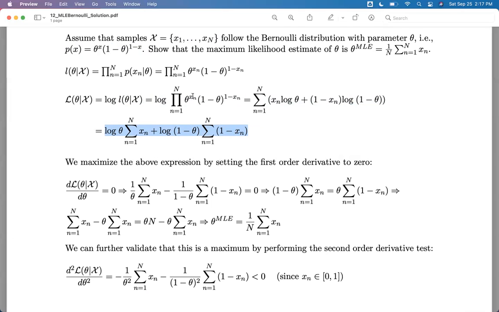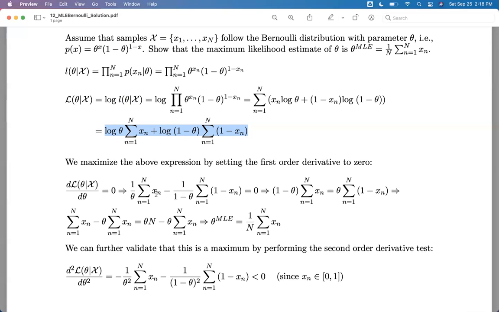What we have done here is that we have taken advantage of the property of the logarithms. So the logarithm of a product is equal to the sum of the logarithms. And also the logarithm of theta raised to the power of xn is equal to xn multiplied by the logarithm of theta. These are just logarithmic properties here. So after that, we would like to maximize the above expression with respect to theta. Therefore, we want to find the first order derivative of this log likelihood with respect to theta and set this equal to 0.